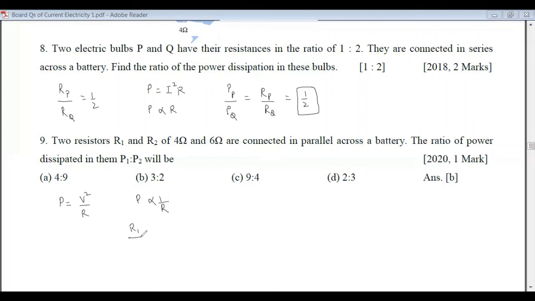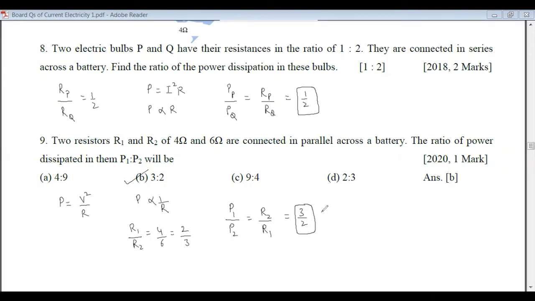Given in the question that R1 is to R2 is 4 upon 6, that is 2 upon 3. So the power dissipated by the first resistor to the power dissipated by the second will be equal to R2 upon R1. Why? It is inversely proportional to R, and R2 upon R1 from here is 3 by 2. Hence, the answer is 3 by 2. So the correct option is the B1.